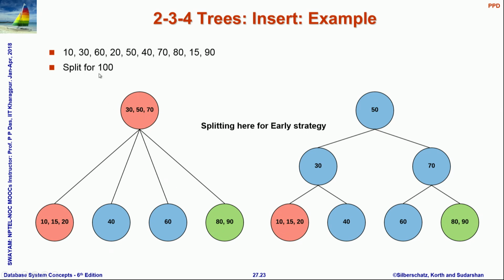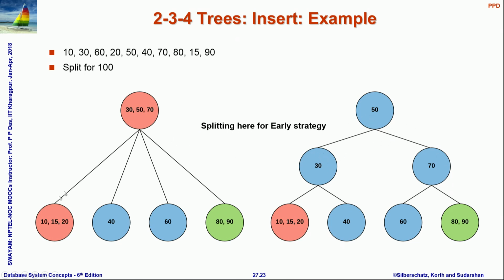Now, suppose in this tree you are trying to insert 100. To insert 100 you will first have to search for 100. So, you come to this root node and find that this is a 4 node. If you are using an early strategy, as I have followed here, then this 100 is not supposed to go in here; it will finally go in the 80, 90 node. But this 30, 50, 70 node, the first time I come across it, since I am looking for the key 100, I have come across a 4 node, so by the early strategy I will split it. So, I have split it here.